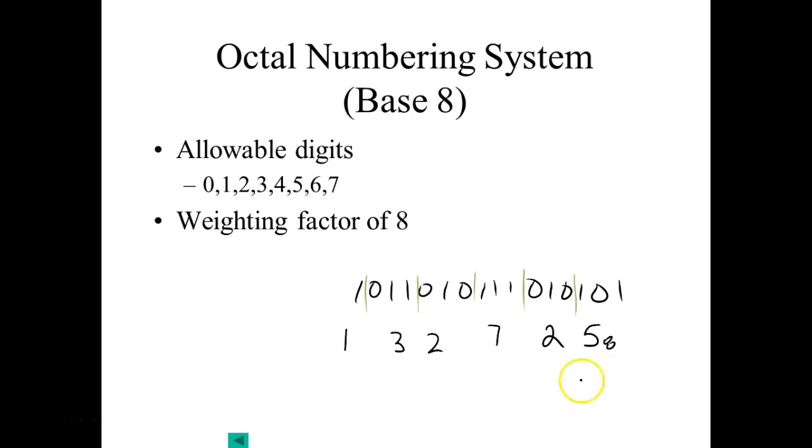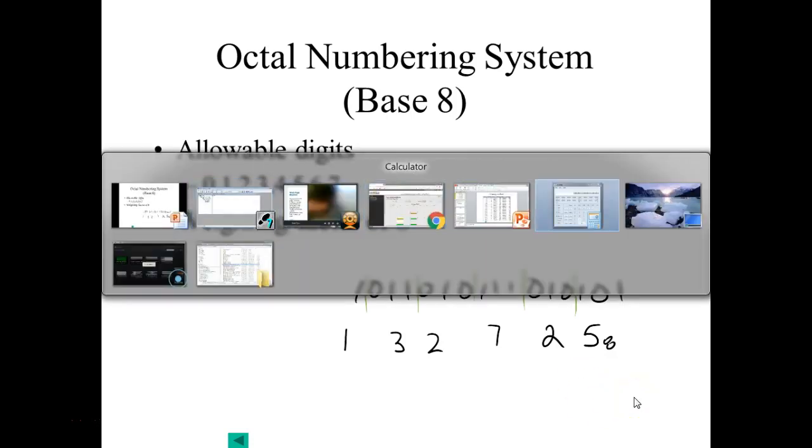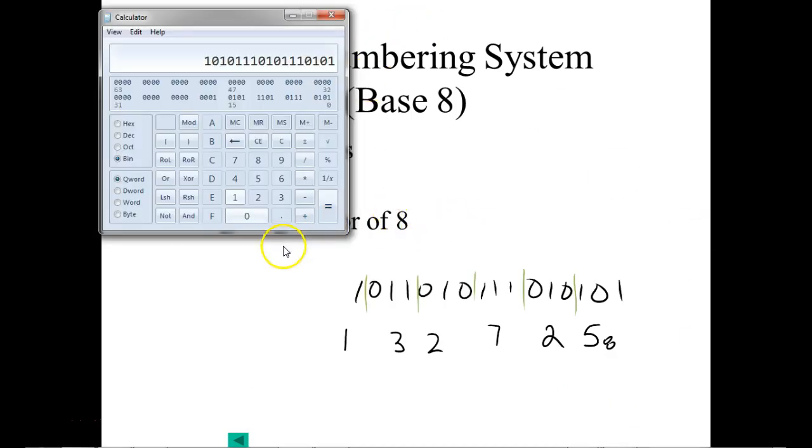I guarantee you, if you took these two numbers and converted them over to decimal, you would have exactly the same. So instead of us doing this, let's do it with our calculator. I'm going to put it in binary: 1 0 1 1 0 1 0 1 1 1 0 1 0 1 0 1. Then I'm going to come over and look at octal. 1 3 2 7 2 5. Oh my goodness, ain't that amazing?